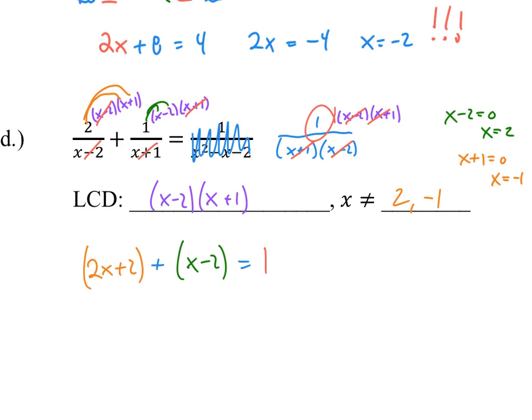So let's figure out what x is. Again, the parentheses are not mattering because this again is a plus here. If that was a minus, we'd have to worry about that. But 2x plus x is 3x. 2 minus 2 versus 0. So 3x equals 1. So divide by 3. So x equals 1/3. 1/3 is not 2. 1/3 is not negative 1. So it's fine that x equals 1/3.